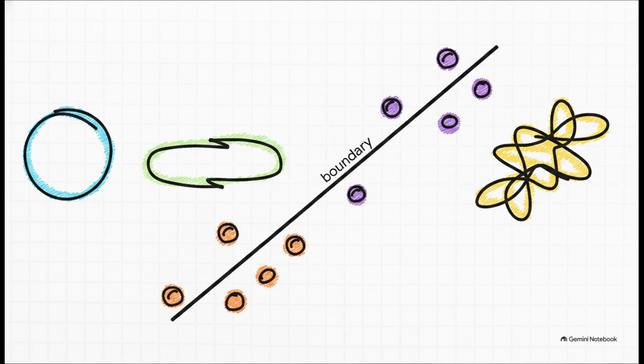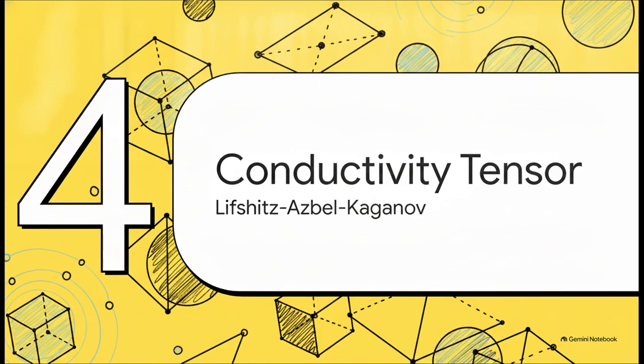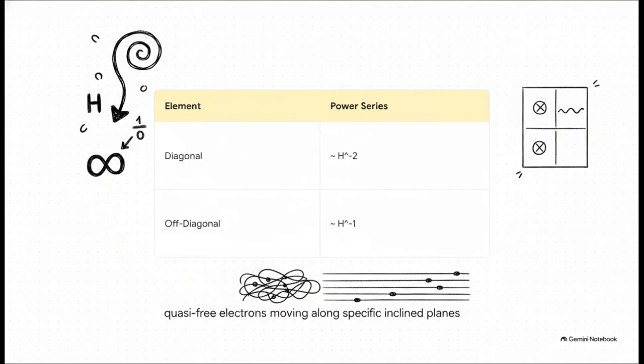Finally, we have aperiodic open orbits. Section 4. The conductivity tensor. To handle all this geometric complexity mathematically, simple scalar equations absolutely won't cut it. We need robust tensor expansions, specifically the framework developed by Lifshitz, Azbel, and Kaganov.